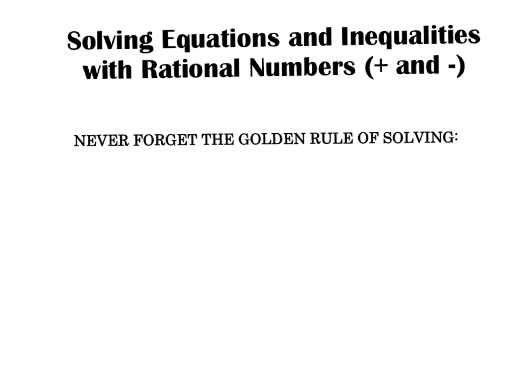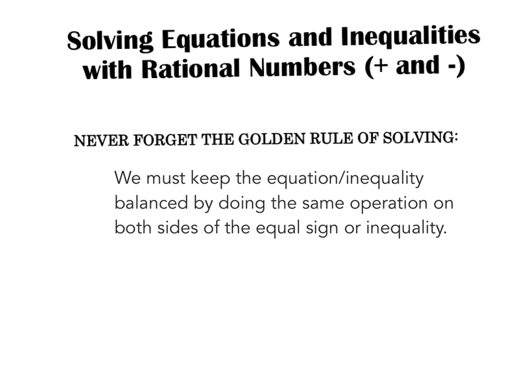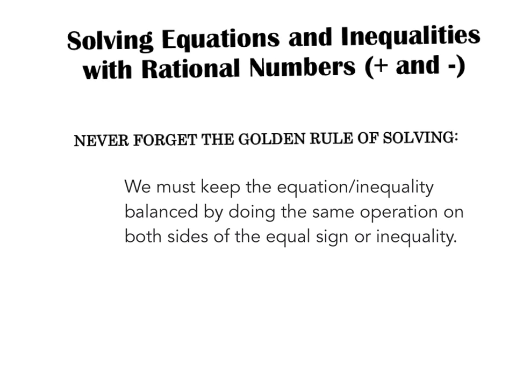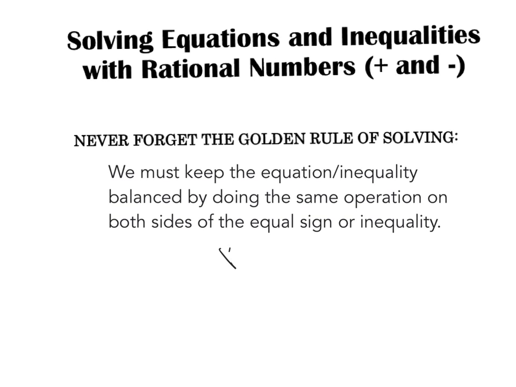Okay, before we can actually start solving equations and inequalities with rational numbers, we have to remember the golden rule for solving any equation or inequality. And that is what we do to one side of an equation or inequality, we must do to the other to keep it balanced, like a balance beam. And also remember that we are doing the inverse to solve. So let's just do a quick example. If I had x plus 8 equals 20, to do the same thing on both sides, remember we would subtract 8 from both sides to keep it balanced. And that would be x equals 12.